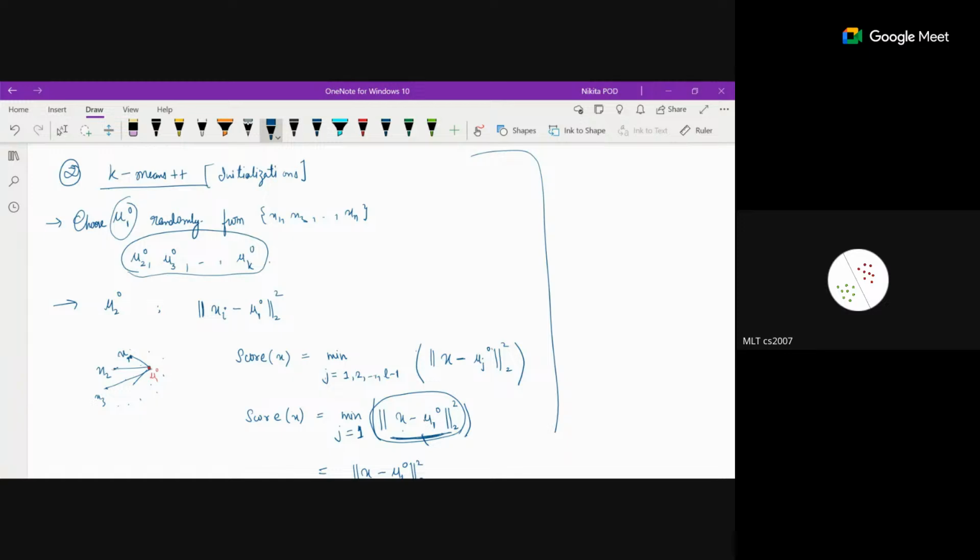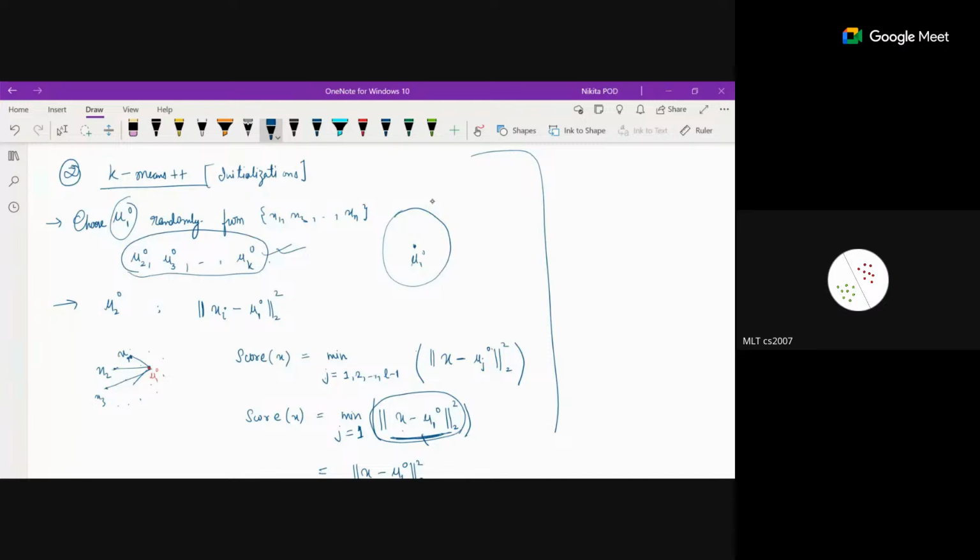Once we have mu1 naught, we want to choose mu2 naught, and ideally I should choose mu2 naught in such a way that it is as far as possible from my mu1 naught, right? This is the idea. I don't get this sentence, as far as possible. Why should it be as far as possible? To get more clear clusters, you can think of it. So let's say this is my mu1 naught.